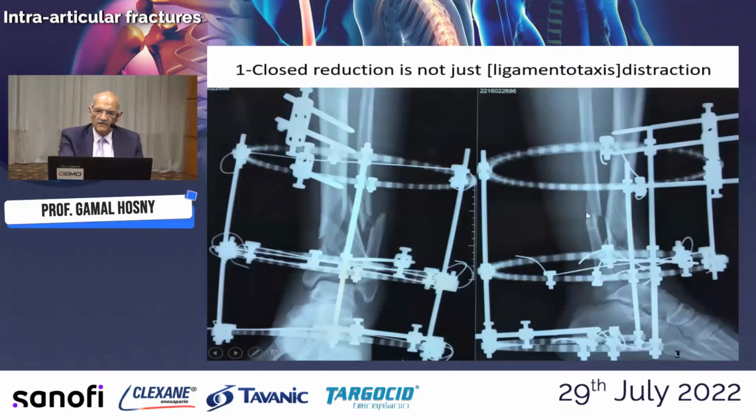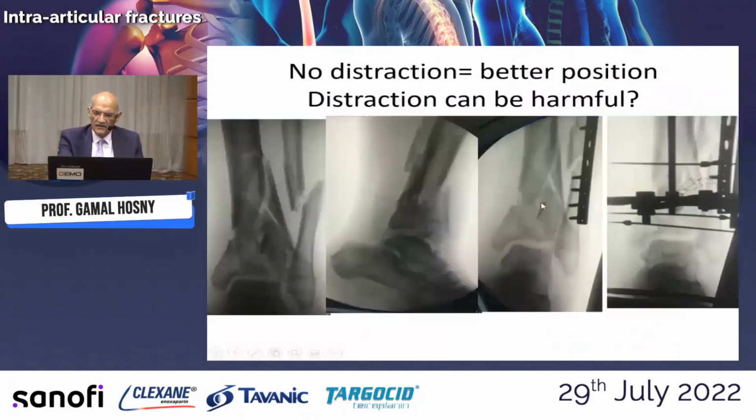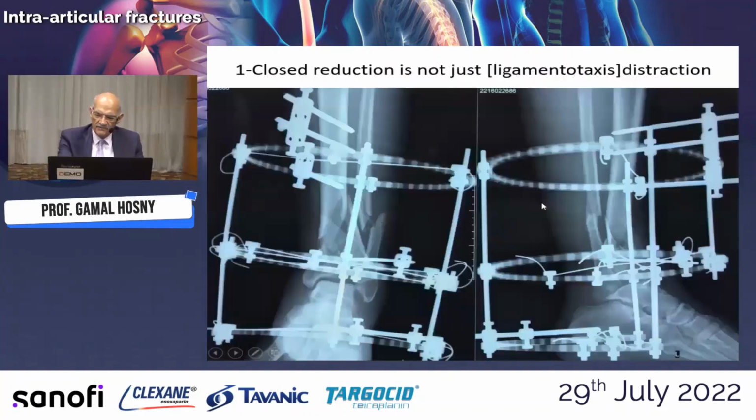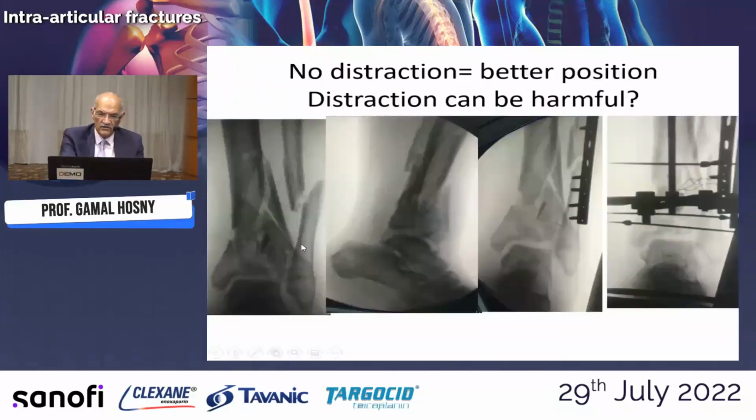Now, as we've told you, closed reduction using ligamentotaxis is not the solution, like this picture. In this picture, the first step in treatment was to remove the fixator under anesthesia. Once we removed the fixator and the distraction, look at the picture. Very good reduction, because we just removed the distraction force.